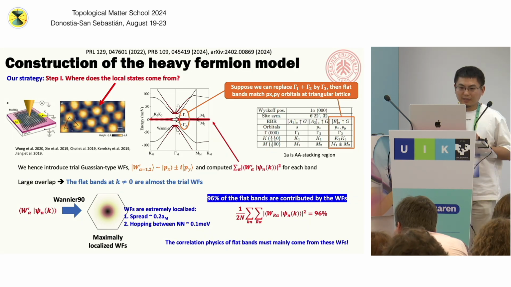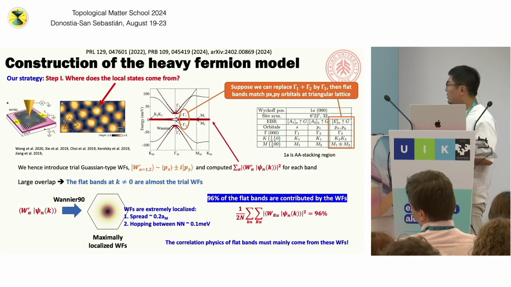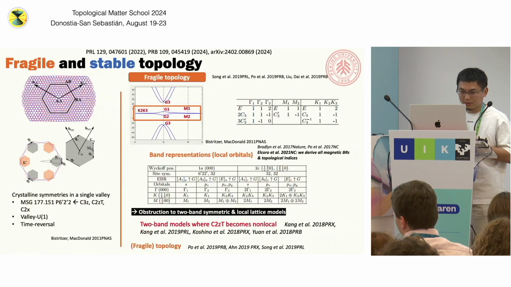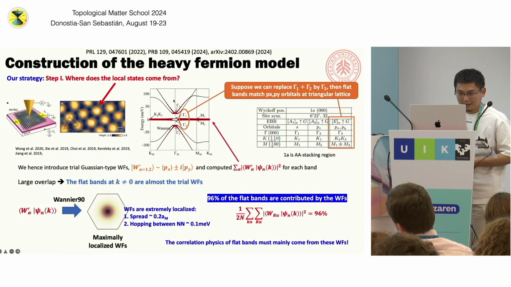As I mentioned at the beginning, some experiments see some quantum dot-like behavior. So that means there must exist some local degree of freedom. So we need to figure it out. And it seems to contradict the fact that these two bands cannot be written down as a two-band lattice model, right?